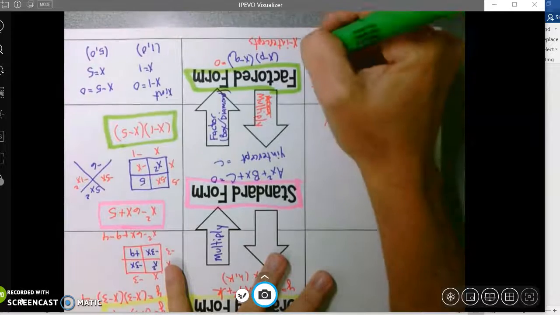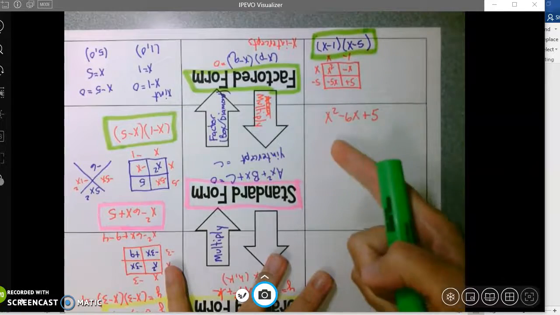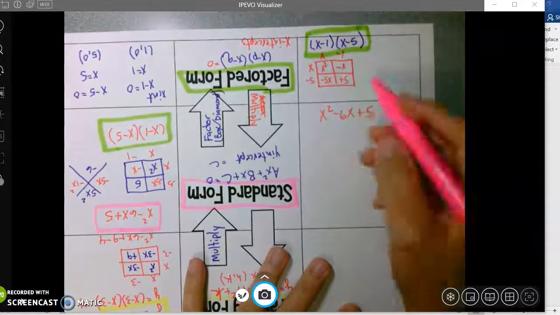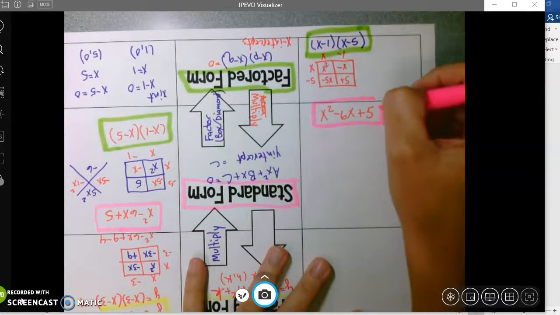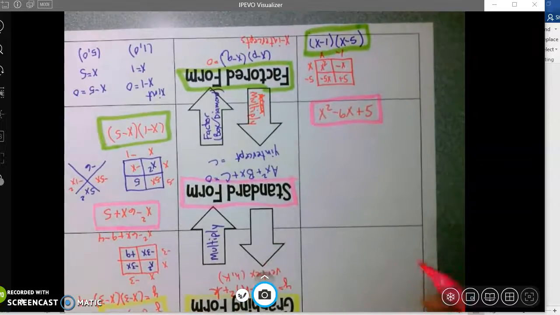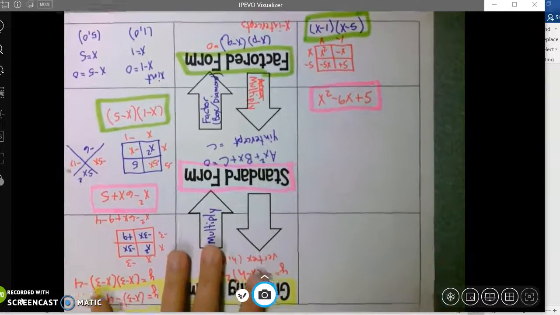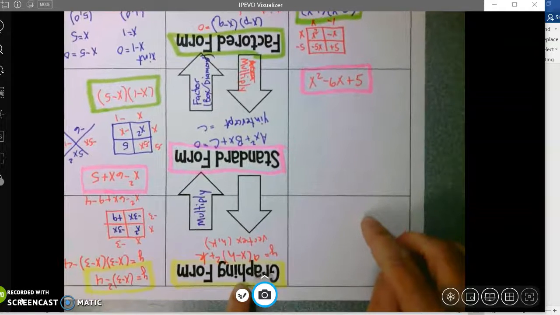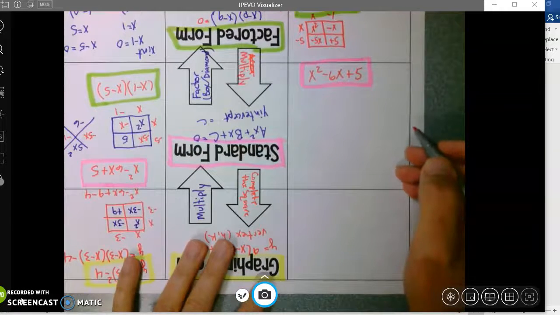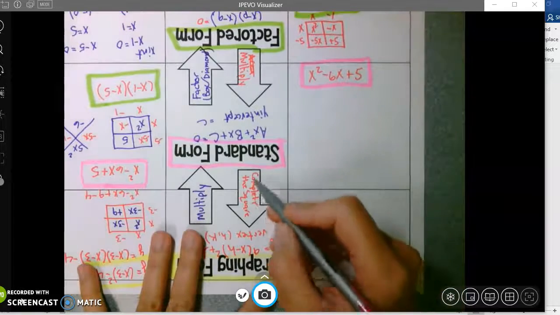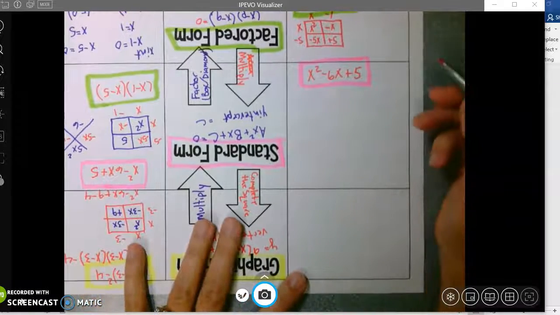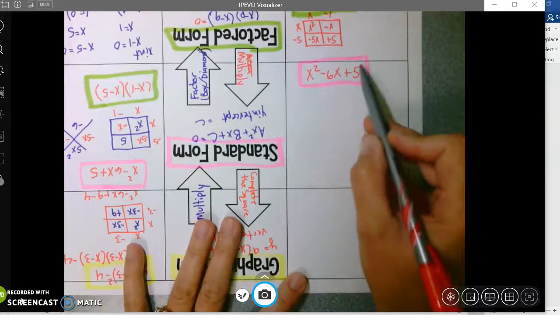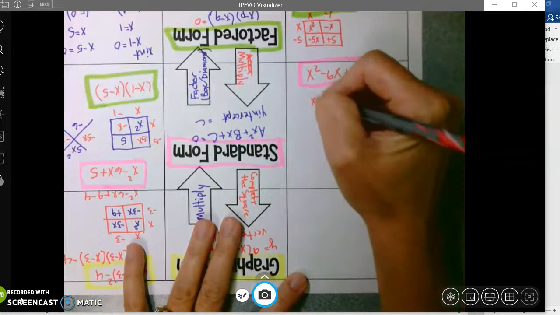So here you can see I've got something in factored form. I am actually going to multiply using an area model, right? Since these are just two factors, I'm going to multiply them, and when I simplify, my answer is now in standard form. Now, to go from standard form into graphing form, what do you have to do? To get this into graphing form, you need to complete the square. Here's a quick reminder on how to complete the square. When we look at this, the very first thing is move our constant to the other side.